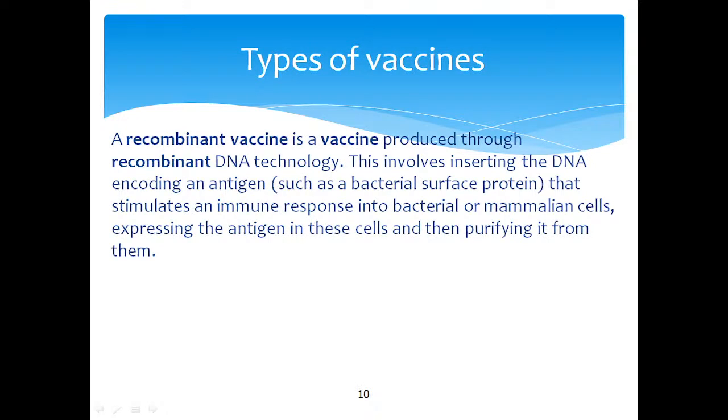Recombinant vaccine is a vaccine produced from recombinant DNA technology. This involves inserting the DNA encoding an antigen, such as a bacterial surface protein, that stimulates an immune response into a bacterial or mammalian cell, expressing the antigens in these cells and then purifying it from them.